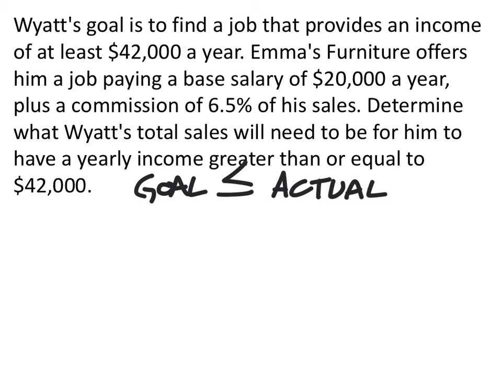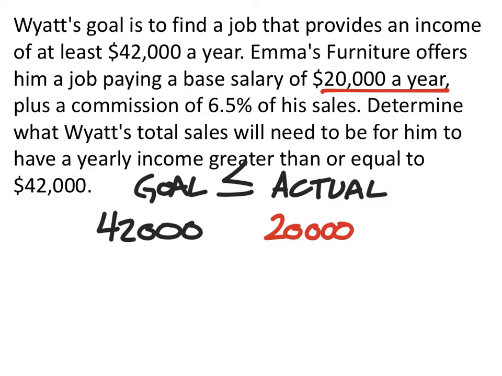So the goal is also like if you said that's the minimum amount, instead of writing goal right there, where I did, that'd be fine. But his goal is at least 42 grand, right? So I know the goal, I'll just replace it with 42 grand. But how much does he actually make? Well, he makes the base salary of $20,000 a year. And then in addition to that, he's also going to make 6.5% of his sales.